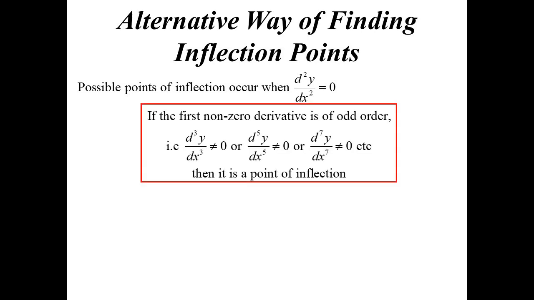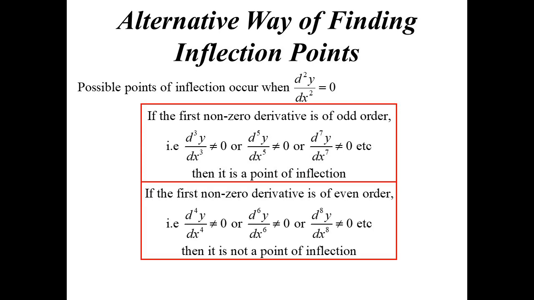If the first non-zero derivative is of odd order, so the third derivative, the fifth derivative, seventh derivative, whatever, then it is a point of inflection. By far, the majority of the functions we're going to look at, it'll be the third. If the first non-zero derivative is of even order, fourth, sixth, eighth, and so on, then it's not a point of inflection. So the example we just did, the third derivative would be 24. Well, 24 is not 0. So therefore, there is a change in concavity. It's a point of inflection.